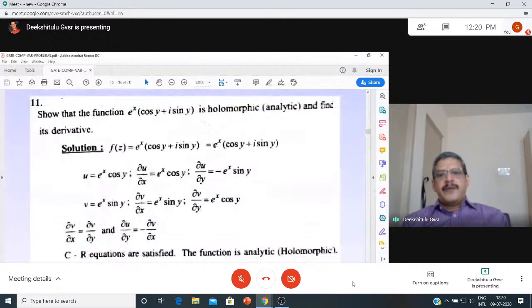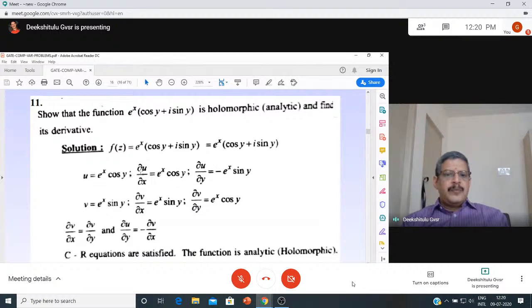Show that e power x into (cos y plus i sin y) is holomorphic. Holomorphic is the same as analytic, and find its derivative. So I said, when we want to prove that it is analytic, maybe they can use different words. Regular function means analytic, holomorphic means analytic. So different ways. So u is e power x cos y, v is e power x sin y.